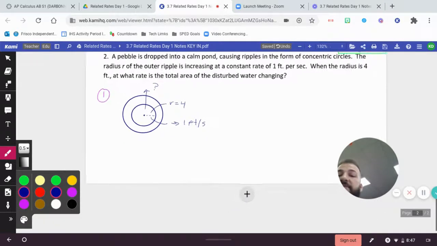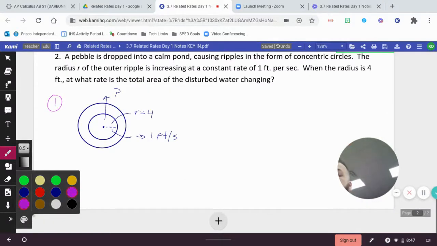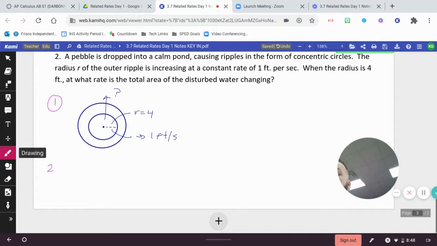So now we can do step 2. First of all, find: what are we trying to find? They want us to find the rate at which the total area of the disturbed water is changing. So the rate of the area would be dA/dt. When do they want us to find it? When the radius is 4. Notice how I'm just looking for those key words in this problem. When r is equal to 4 feet.